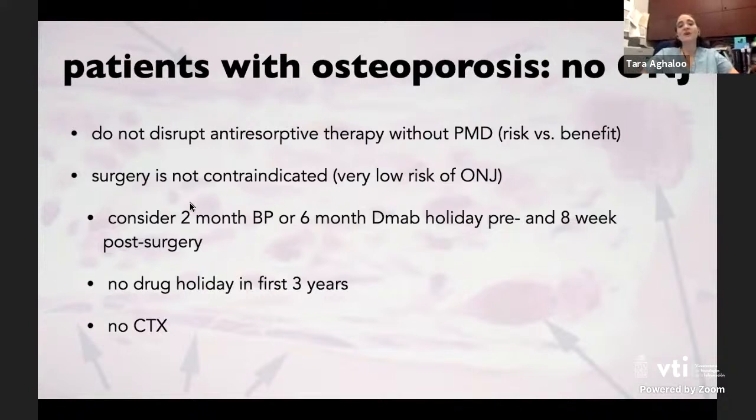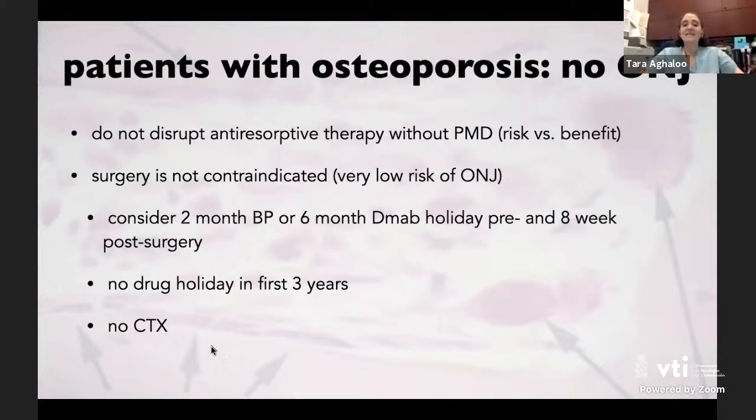This is what I do. I'll either do a 2-month holiday with the bisphosphonate, or when they're on their denosumab, I'll go toward the end of when they're supposed to get their next dose, do my procedure there, and delay their next injection. And of course, that's done with the primary care physician's consent. Okay, because we want to limit the effect on bone remodeling. And so when they're coming to the end of the course, when they're supposed to have a new injection, that's a good time to do it. In the first 3 years, there have been very few cases of ONJ reported, so maybe you don't need to do the drug holiday there.